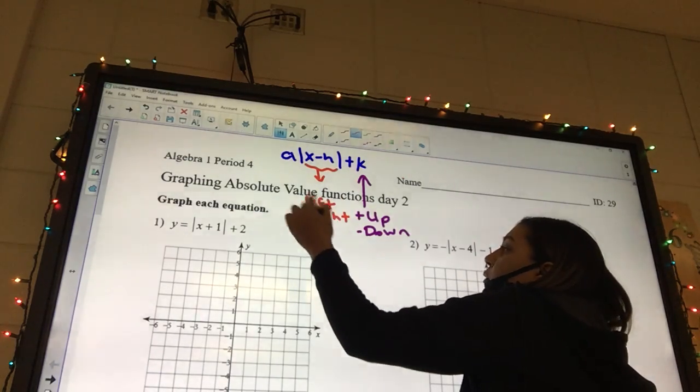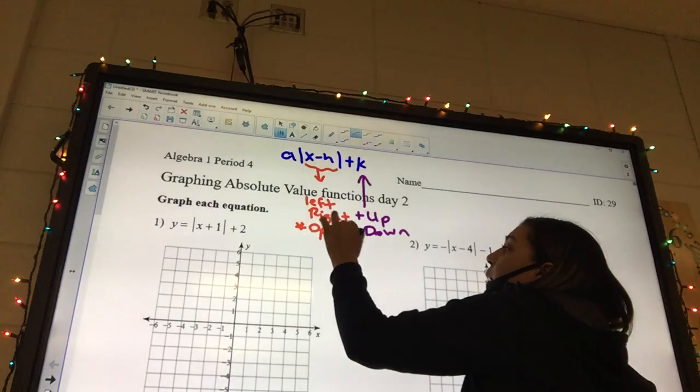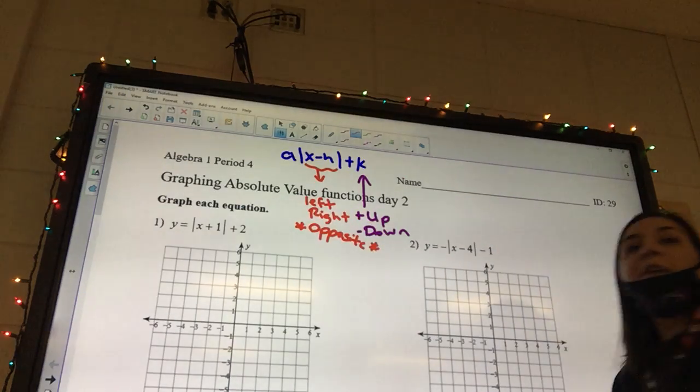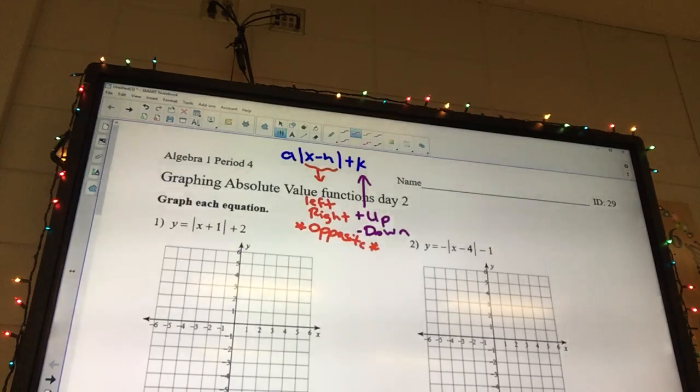Okay? And this is the one that screws everybody up, but we really do the opposite. So if it says -4, we do +4. If it says +4, we do -4. And it shifts us left and right.